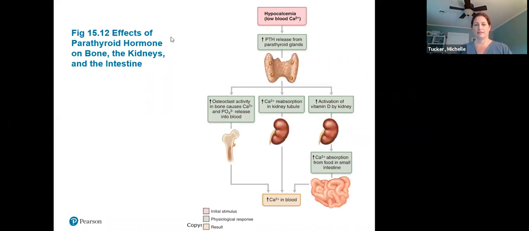So this slide shows how parathyroid hormone regulates blood calcium levels. It increases osteoclast activity, increases calcium reabsorption in the kidney, and increases calcium absorption from the small intestine. And by maintaining this balance of blood calcium levels, neurons and muscle cells will be able to properly generate potentials.